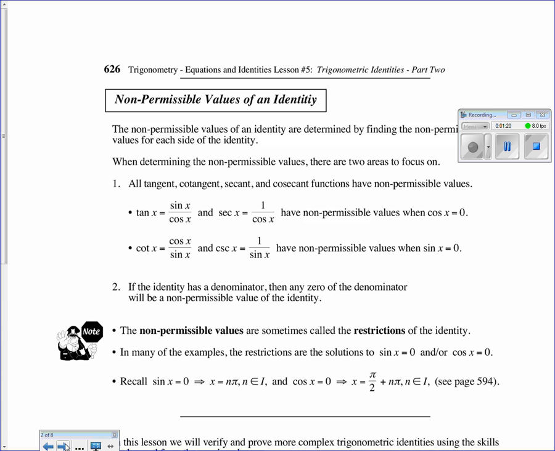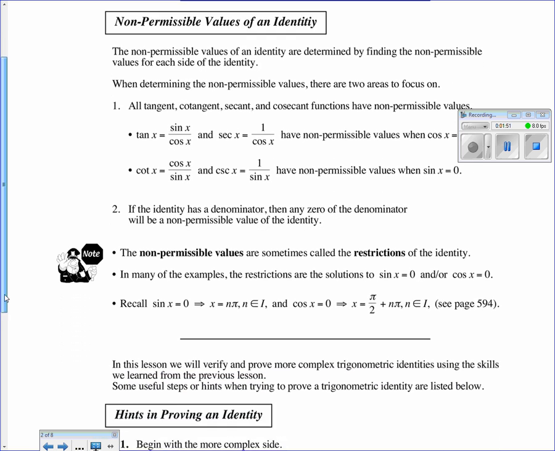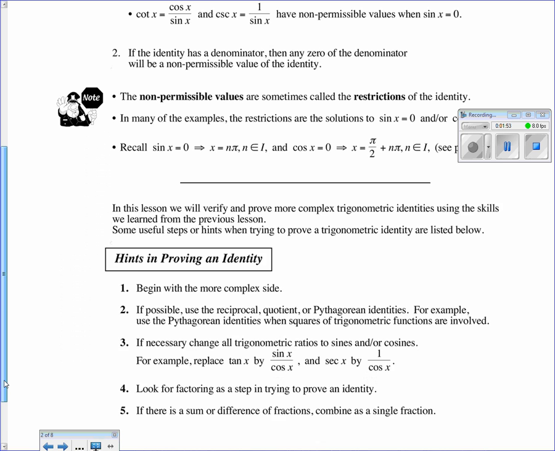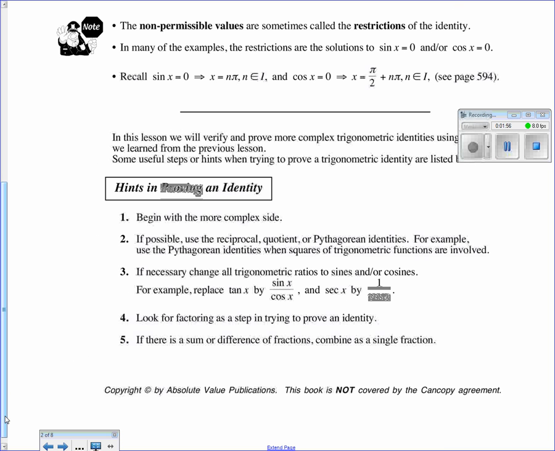And in many of the examples, the restrictions are the solutions to when sine x equals 0 or cosine x equals 0. Remember, sine x is equal to 0 at pi's: 0, pi, 2 pi, 3 pi, 4 pi. And cosine x is equal to 0 at multiples of 90 degrees plus or minus pi. And those are things we've already worked with. So this lesson seeks to deal with identities that are a little bit more complex. We had fun finding the Pythagorean identities, but now we're going to put them to use.